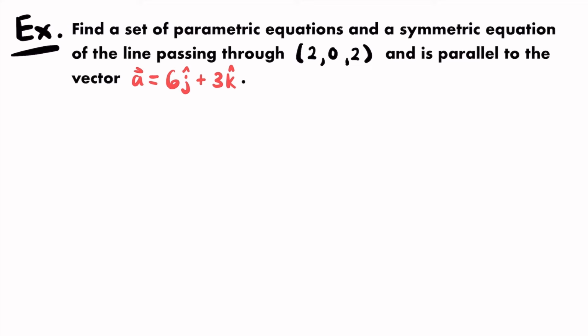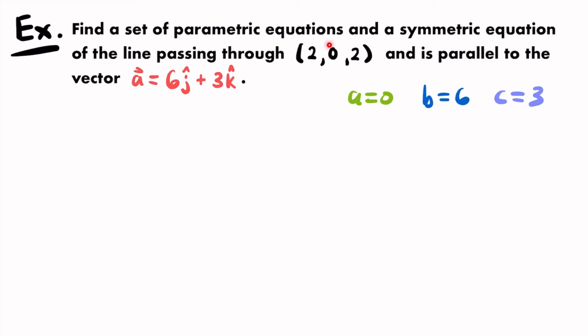First thing we want to do is identify our direction numbers, which are the components of our direction vector. You'll notice that we don't have a term with i, so our x component will be 0. That means that a is equal to 0, then b will be equal to 6, and c will be equal to 3. 6 is the y component, and 3 is the z component. Now using these direction numbers and the coordinates of this given point, we can find a set of symmetric and parametric equations to represent the line in this example.